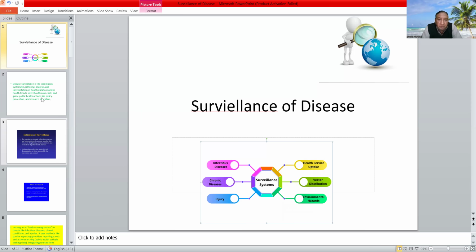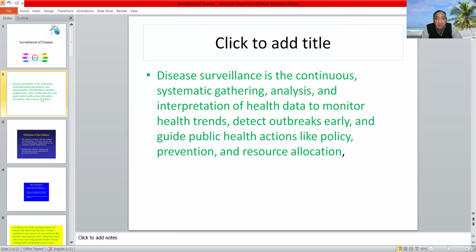So let us quickly see: disease surveillance is continuous. This word is important. Systematic, this is important. Gathering, analysis, and interpretation of health data to monitor health trends and detect outbreaks early. If you are not detecting the outbreak early, the same is going on for polio in Pakistan. The surveillance system is quite slow, and the polio virus is, I think, hiding in certain places, and our vaccination campaign has failed in only two countries, Pakistan and Afghanistan. So this is basically a failure of the surveillance system, not of vaccination or the program. It also guides public health action like policy, prevention, and resource allocation.